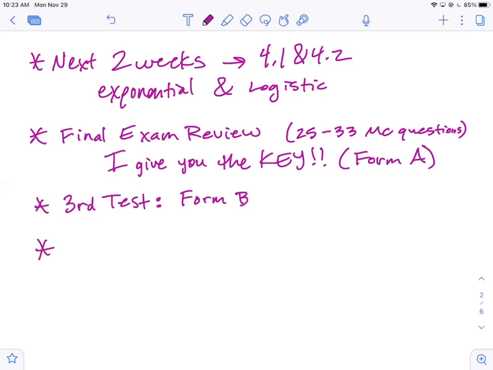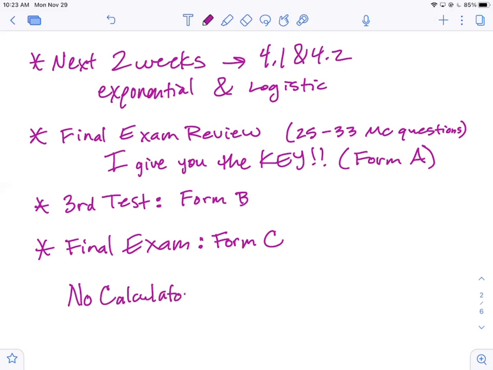And then your final exam is going to be, guess what? Form C. Okay, now a couple of notes. These are all going to be no calculator. We just tested over the calculator. So I'm not going to put a question on any of these that require the calculator. Okay, no calculator.